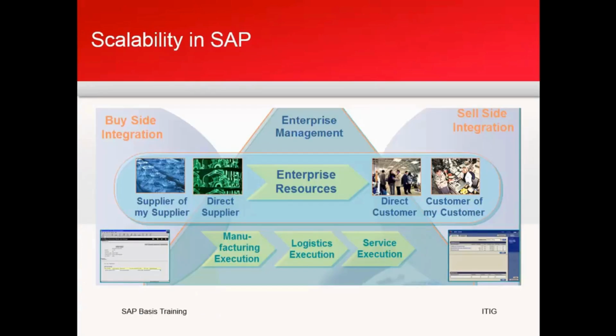Okay, from a scalability perspective, you can see at the center you have ERP, that is Enterprise Resource Planning. It can connect to the buyer side, it can connect to the seller side, and at the bottom it can connect with manufacturing execution, logistics execution, and services execution.